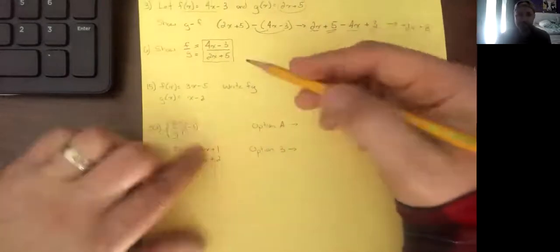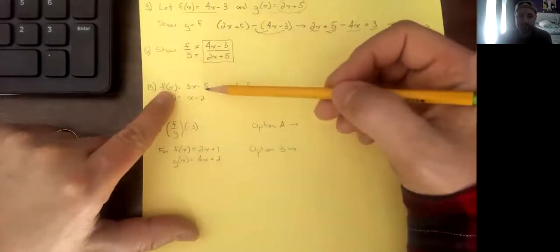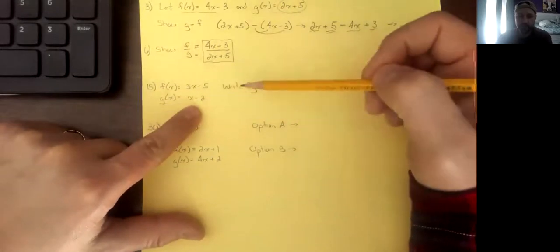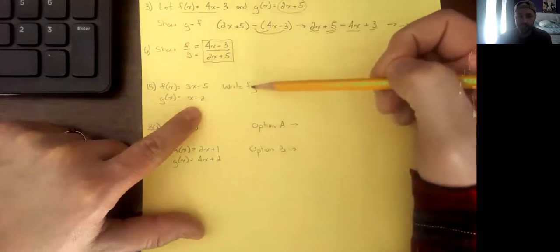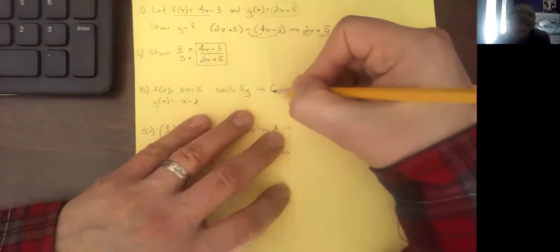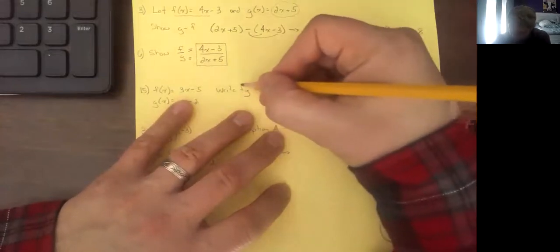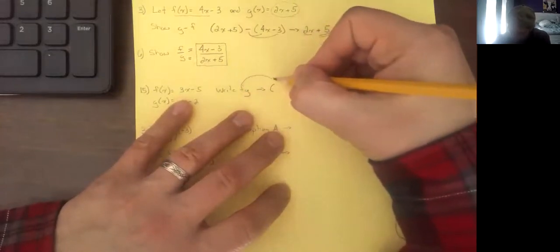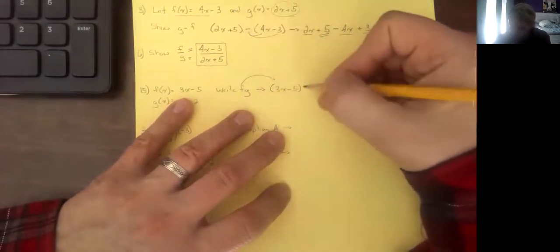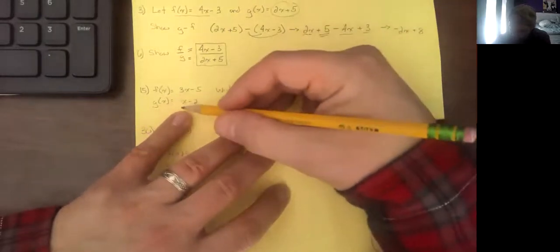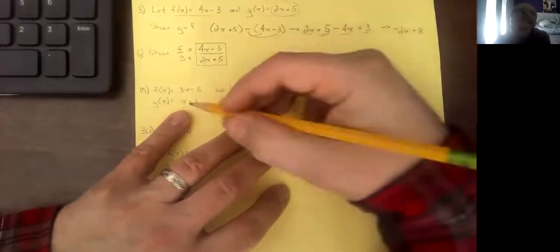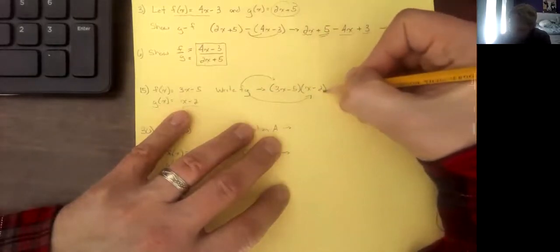Now 15, they're saying, hey, let F of x equal 3x minus 5 and let G of x equal x minus 2. Write FG. Well, anytime variables are together, it means multiplication. So again, my F becomes 3x minus 5. That's what F represents. G represents x minus 2.